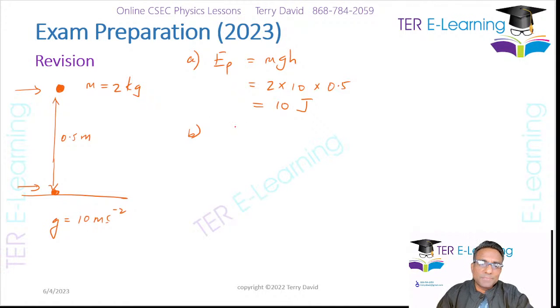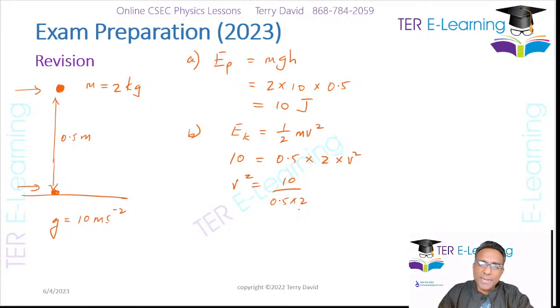Now the formula for kinetic energy is a half mv squared. You all need to know this. This is form 4 stuff. So your kinetic energy will be 10 joules. I'm just going to use a half, 0.5, multiplied by the mass of the object, which is 2, multiplied by v squared. Therefore, v squared is simply going to be 10 divided by 0.5 multiplied by 2. So 0.5 by 2 is 1, so v squared is 10. So v is equal to the square root of 10.